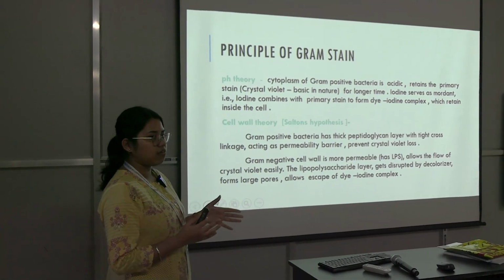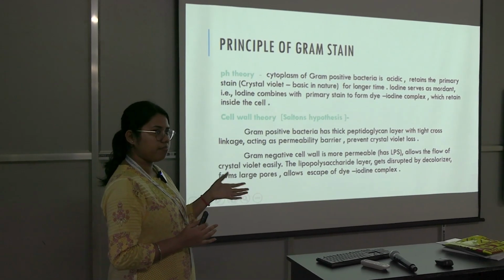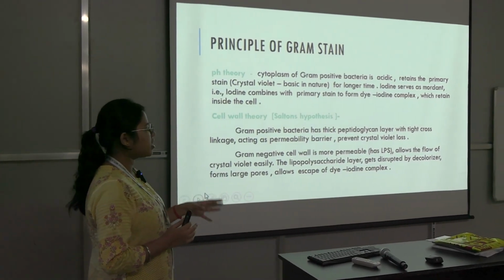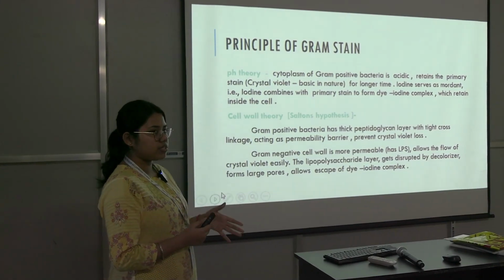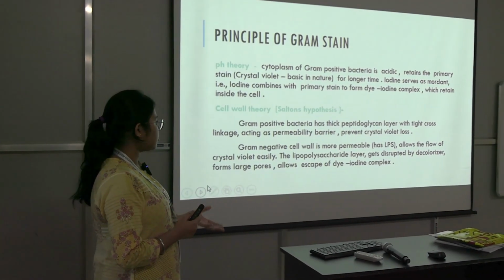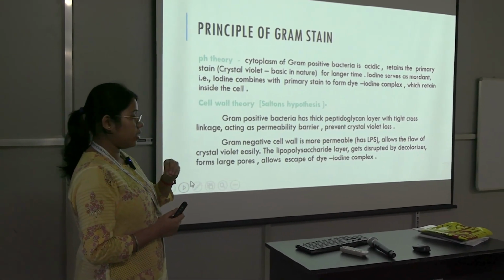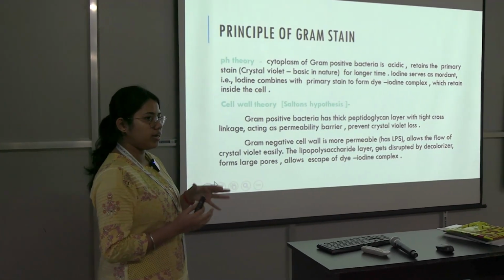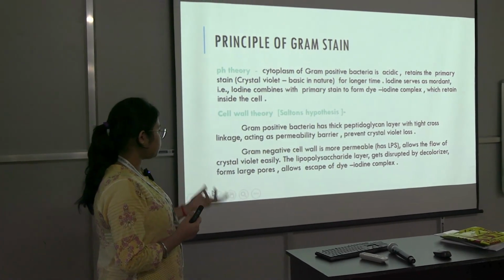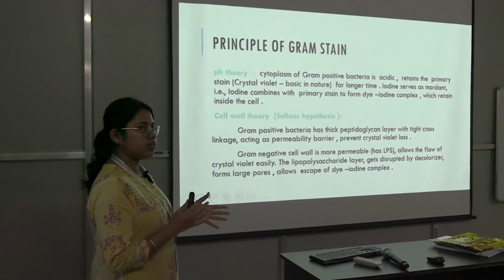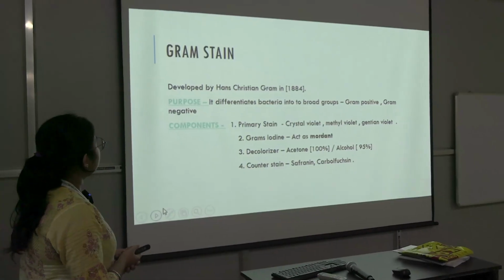And the gram negative cell wall has a thin peptidoglycan layer compared to gram positive, and it also has a lipopolysaccharide layer. So in the third step of gram staining, when we pour the decolorizer, it dissolves the lipopolysaccharide layer, and thus it creates large pores and allows the escape of the diiodine complex.